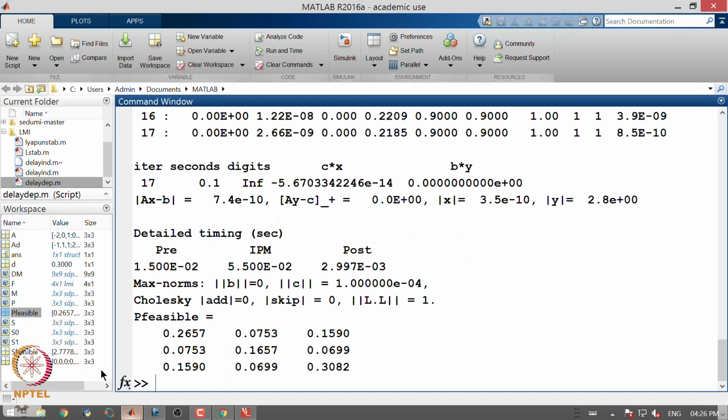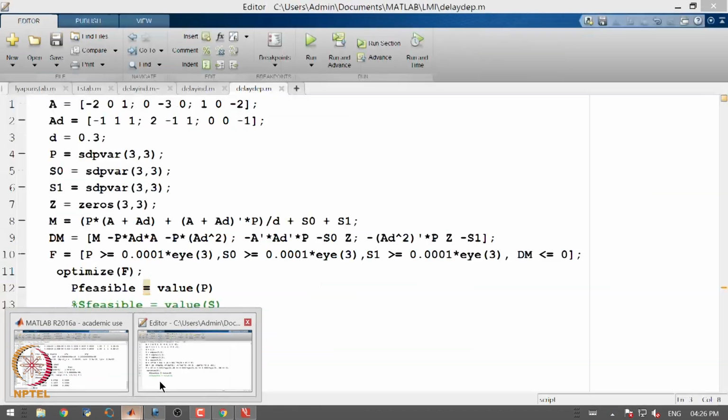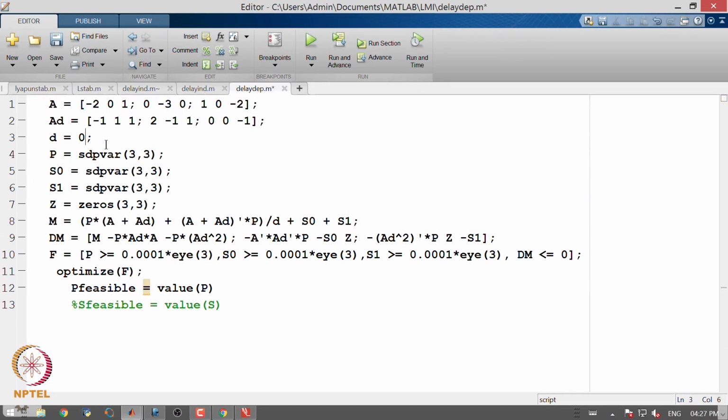Okay, still seems to be good, right. There is no infeasibility condition here. Now, let me say D is say 1.